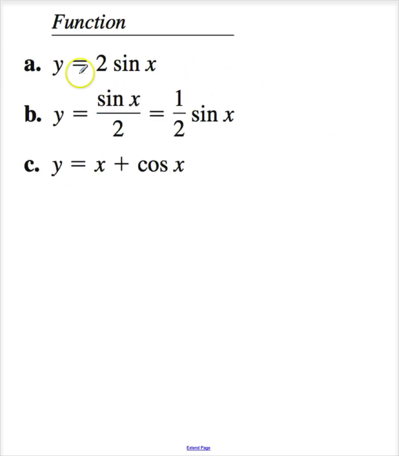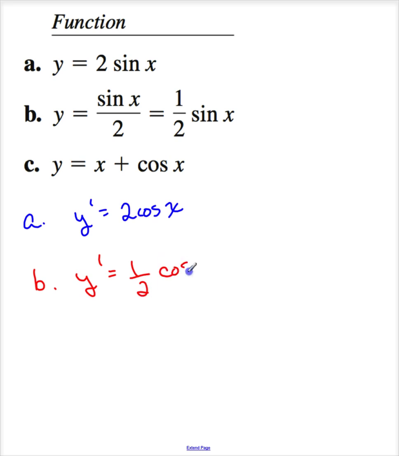All right, so for A, y prime is 2 cosine x. For B, y prime is 1/2. The derivative of sine is cosine x. For C, y prime, let's see, the derivative of x is just 1, and the derivative of cosine is minus sine x.